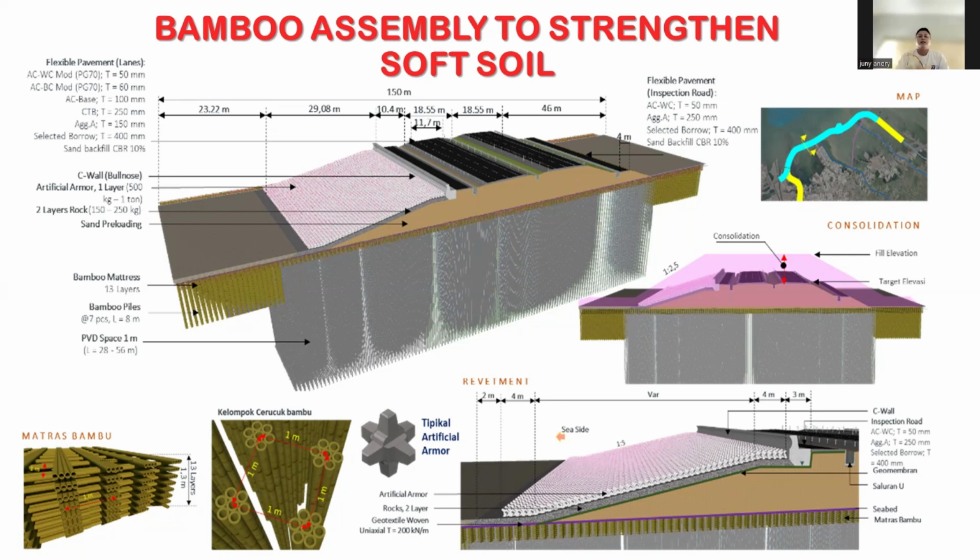Okay, we can look at this structure. The PVD spacing is 1 meter, and on top of the PVD is the bamboo pile. The vertical and horizontal bamboo assembly, we can drive the bamboo piles to connect the bamboo mattress and have two preloading conditions.